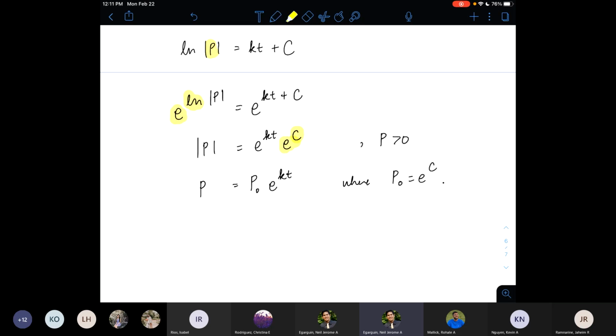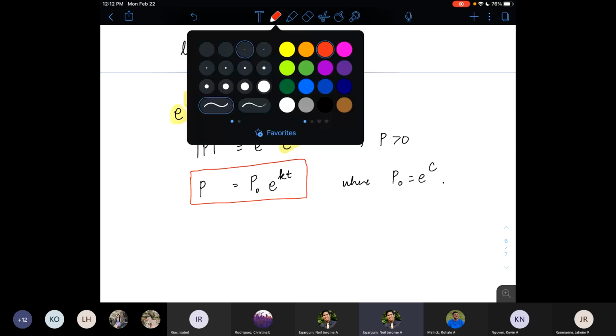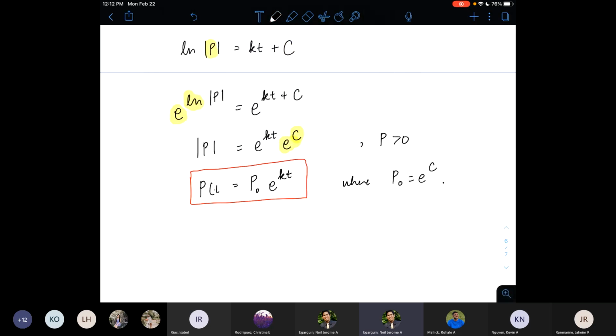And this is basically the solution to the differential equation. This is a function of t equal to p sub 0 e to the kt. And this is the familiar exponential growth or decay model that you have seen in algebra or pre-calculus classes. But yeah, that's where this was derived.